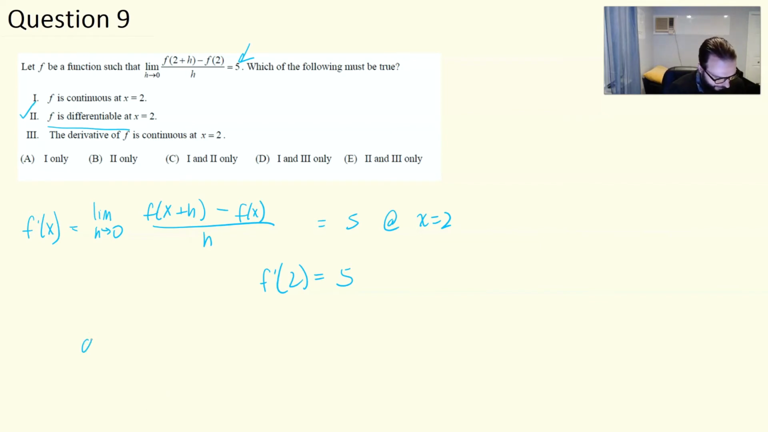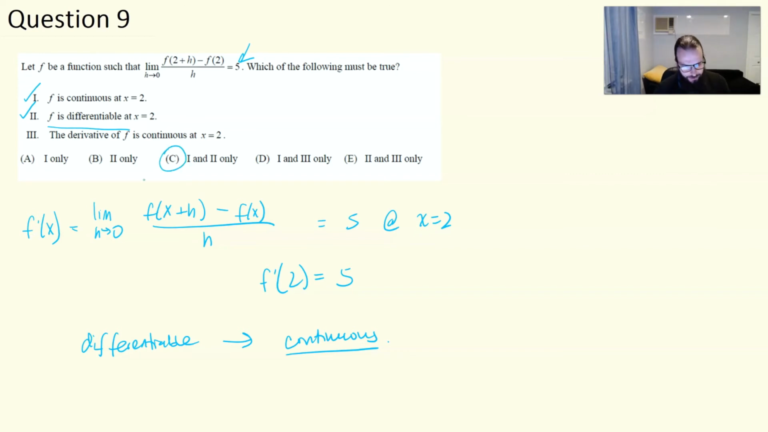We also know that if a function is differentiable, then it must be continuous at that point. The converse isn't necessarily true. Not all continuous functions are differentiable, but all differentiable functions are in fact continuous at that point. So that means choice 1 is also true. Based on the answer choices alone, we don't have a choice for 1, 2, and 3. And we know 1 and 2 to be true, so the answer has to be choice C.